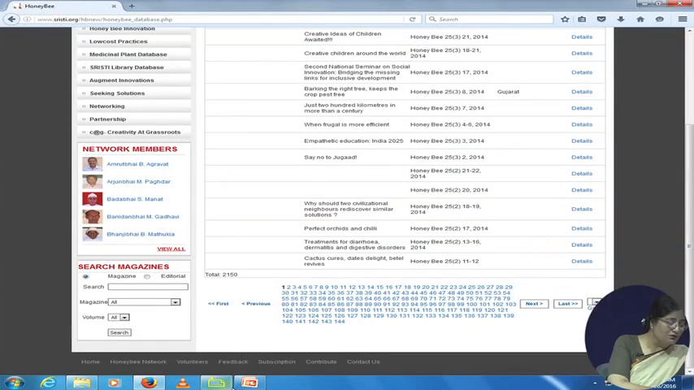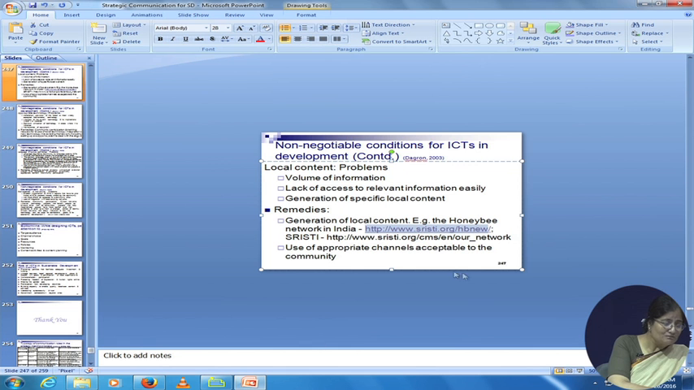So all those stories are collected, and they are shared through this magazine called the Honeybee, which is known by different names in different parts, in different languages in the country. And then it's available at affordable prices to people in the community. They read the magazine, they know what people in that region are doing, and they solve their own problems. Amazing initiative. You must go through this website and find out if you don't know about it already.